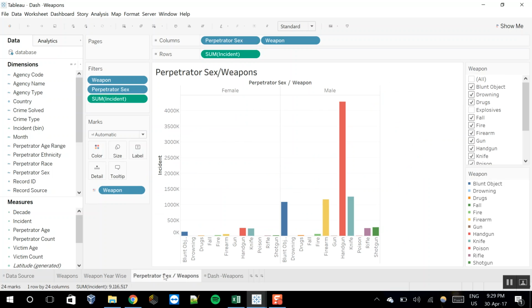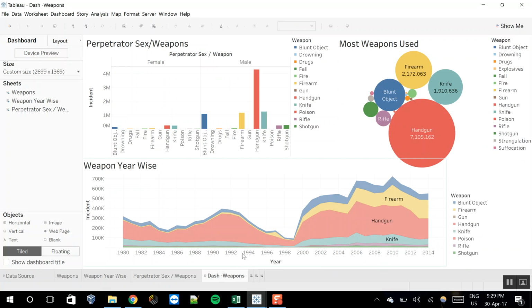The next case study is perpetrator sex versus weapon use. Here we want to see if there is a relationship between the weapon used and the sex of the offender. Here we can see that handgun was the main weapon used for male, and the second was knife. In case of females, it was almost equal for handgun and knife. And the third for male was firearms, whereas in case of female, it was blunt objects. And a dashboard was created for the same using the case studies.